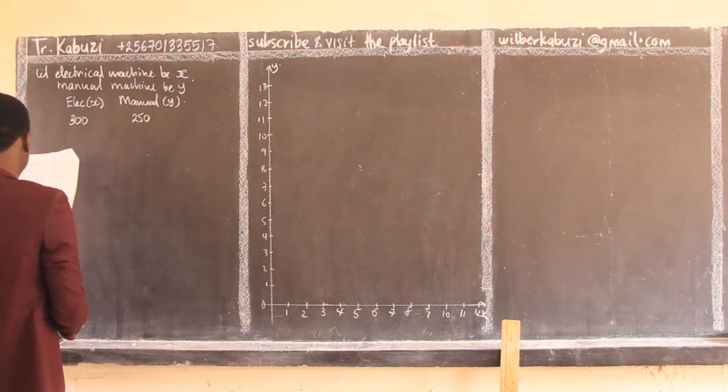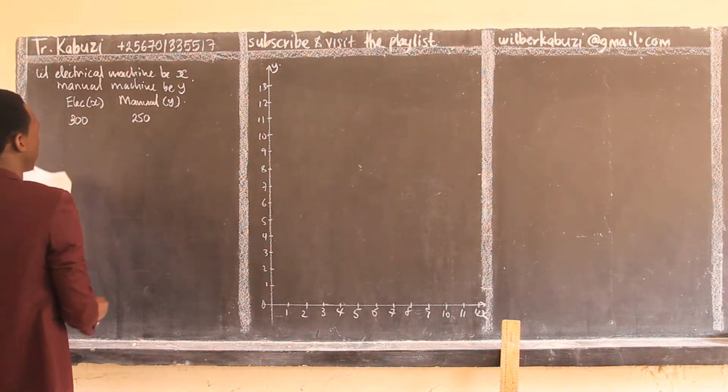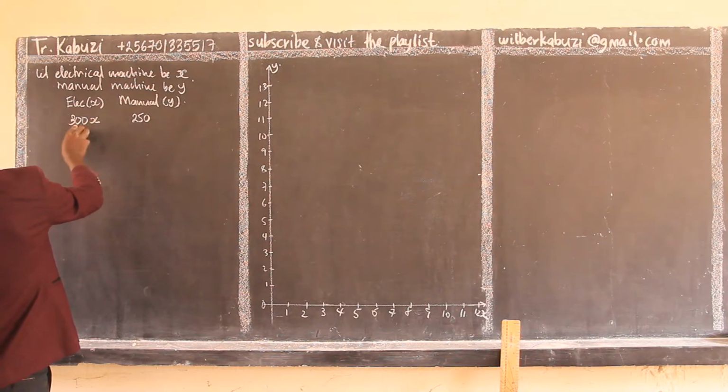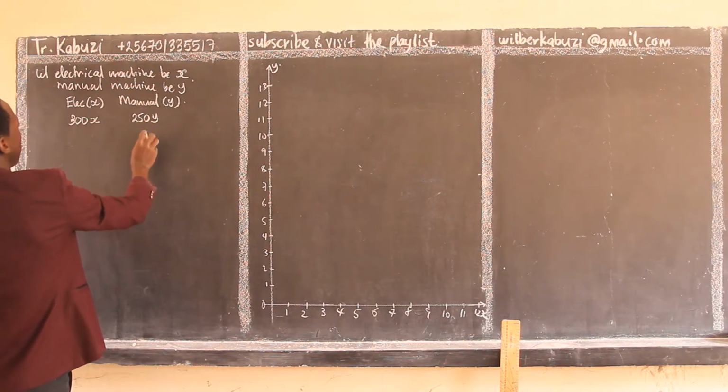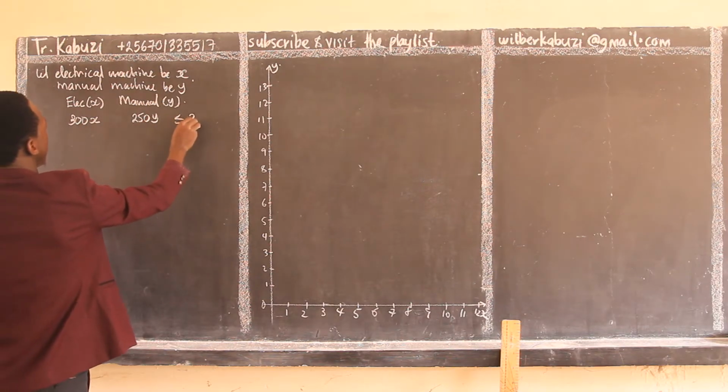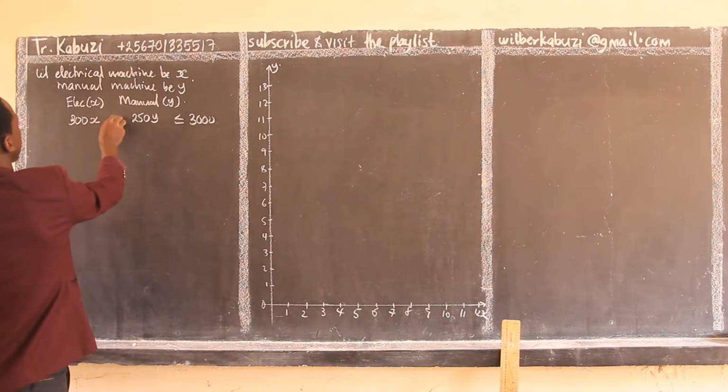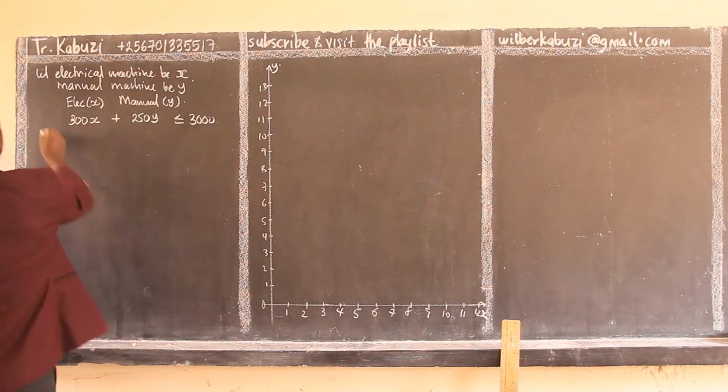But it told us that the total number of bags should not exceed 3,000. So if I have 300x, 250y, they should not exceed 3,000 bags. If I add those total, these are now bags.